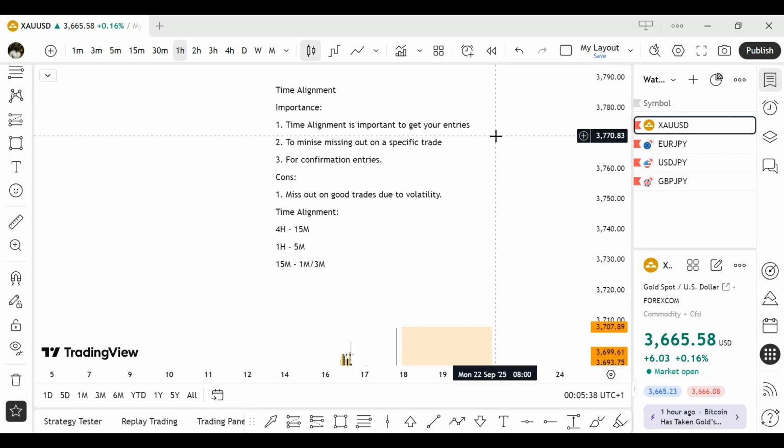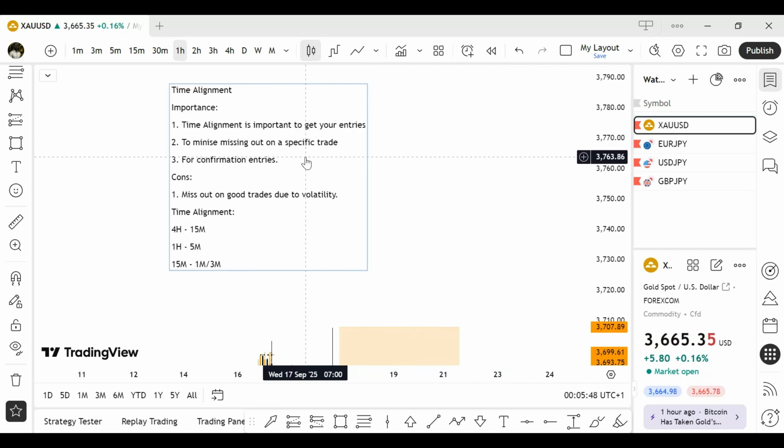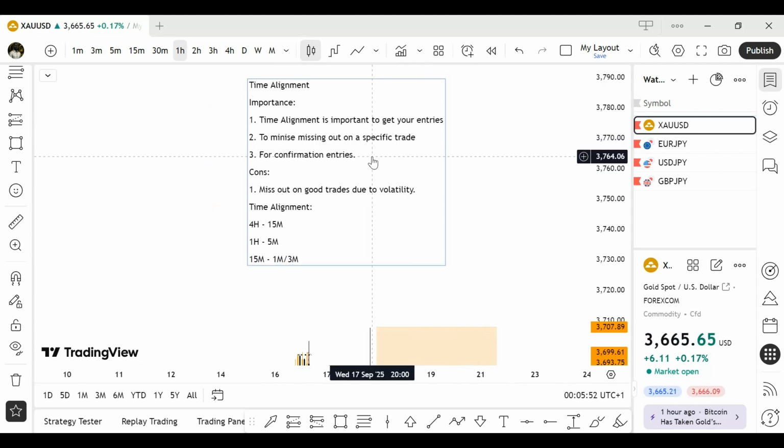So time alignment, why is it so important? Now it is important because it allows you to get your entries. Also to minimize missing out on a specific trade. And it's so good for confirmation entries.